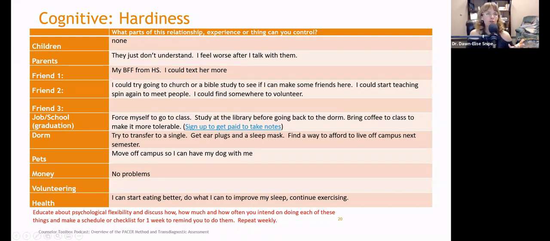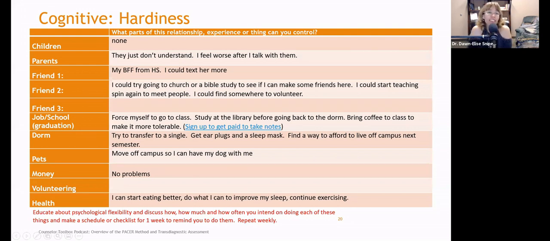Friend 1, she identifies as her best friend from high school. They're still in touch, but not nearly as much as they used to. And she does identify that she could text her best friend from high school more. They still get along. And even though her best friend from high school got into a sorority, maybe consider putting that aside and being friends with her despite and even though her friend's in a sorority.